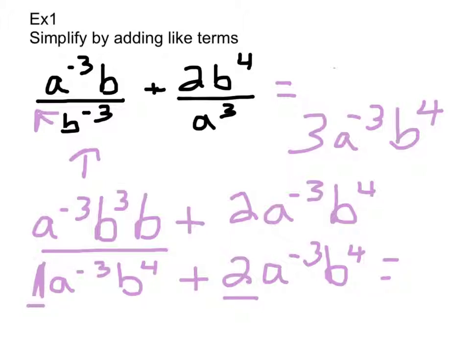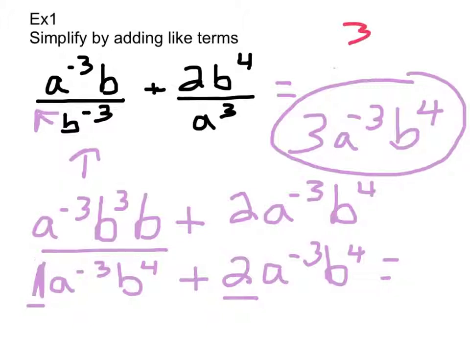And depending on what the directions ask you to do, they may ask you to write the final answer with all positive exponents. Well, I can easily do that from this answer. All I'd have to do is drop my a to the negative 3 down, and so my final answer, and I'm going to put this in a different color, would be 3b to the 4th over a cubed. Drop my a to the negative 3 down, it becomes an a cubed, and it's the same answer as what we had in the first way that I did this.